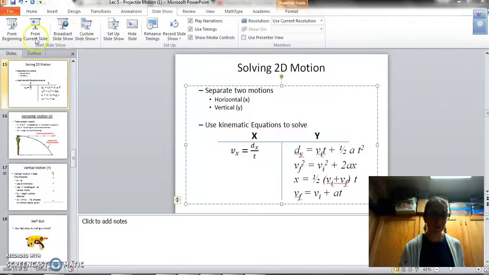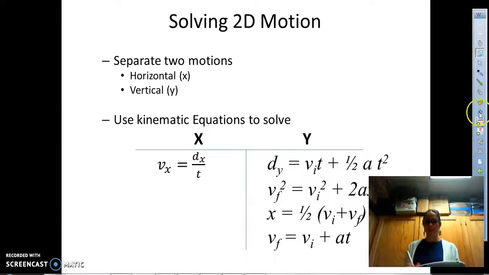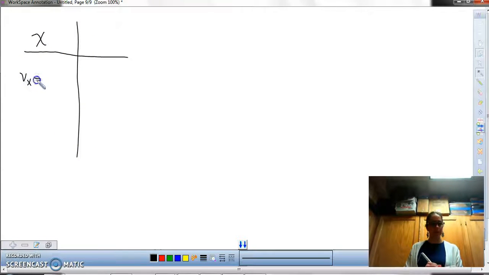Let's start from this row. I'll do it here. These are fine, but I'm just going to write them so they're a little more clear. So for x, we have Vx equals dx over t.